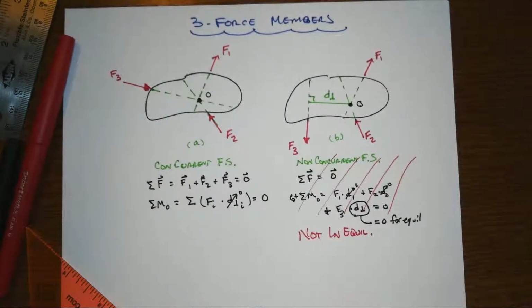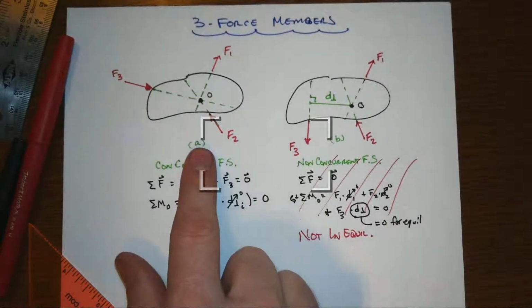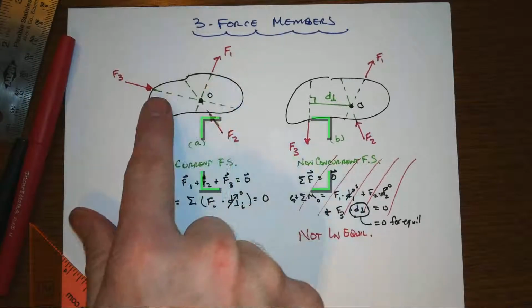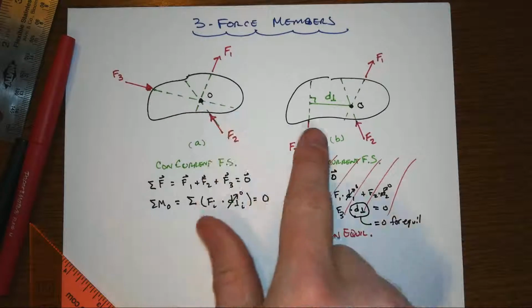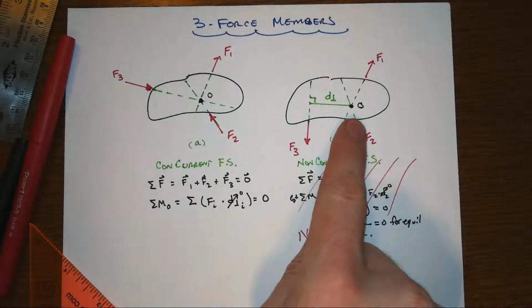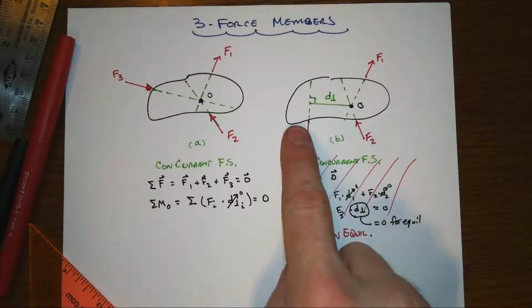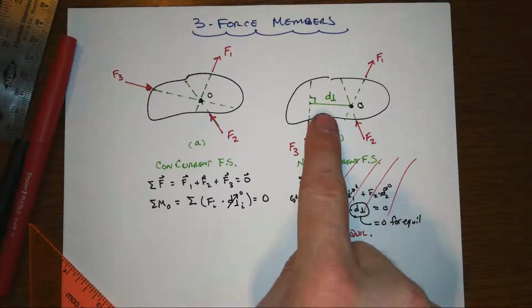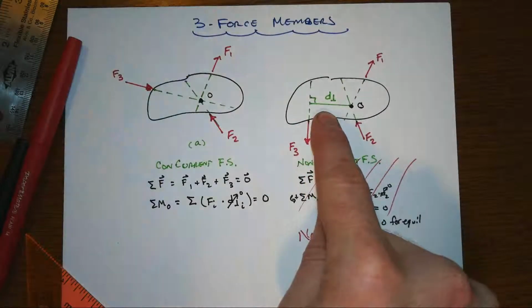In this example, we're going to talk about three force members and their implication. Now note that the system on the left, A, has three forces. They each pass through a common point O. Whereas in the second one, we have three forces. Two of them pass through, of course, a common point. The third one does not, is offset by some non-zero value, and we'll call that d perpendicular.